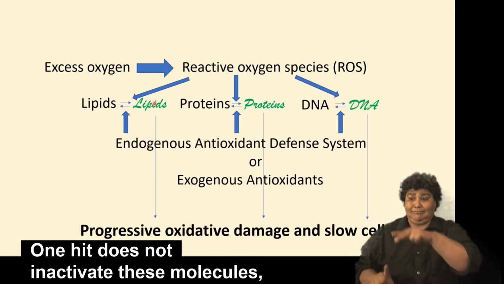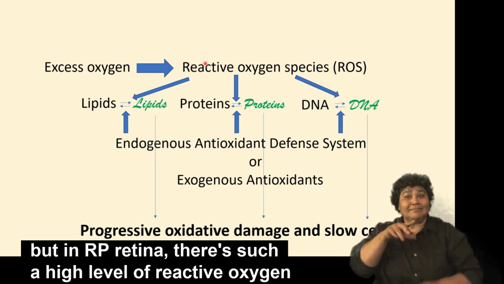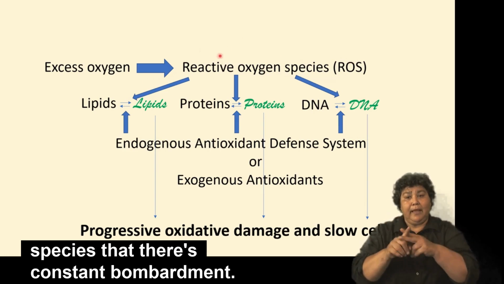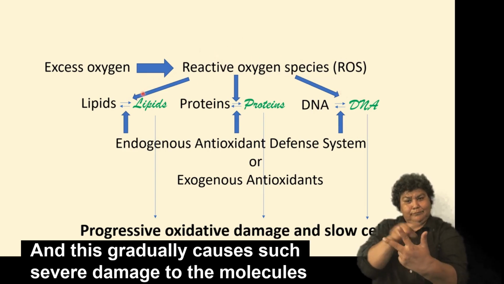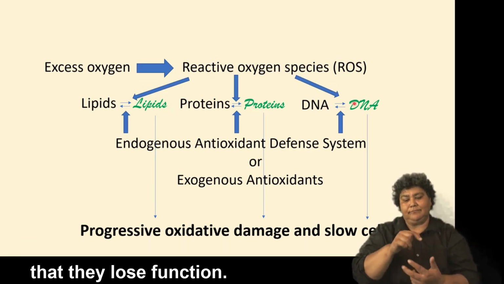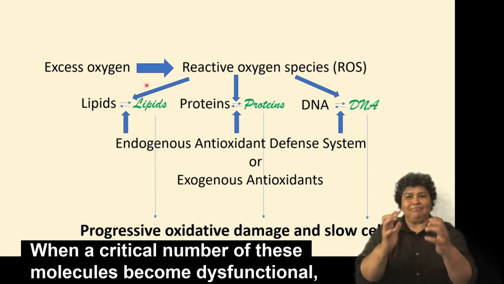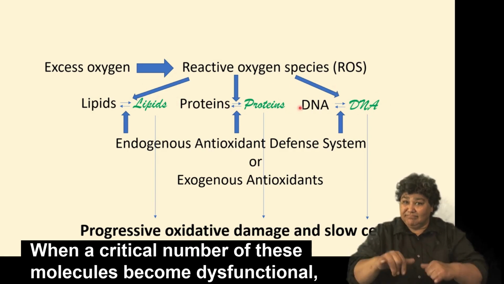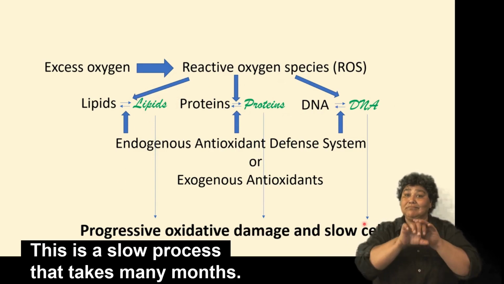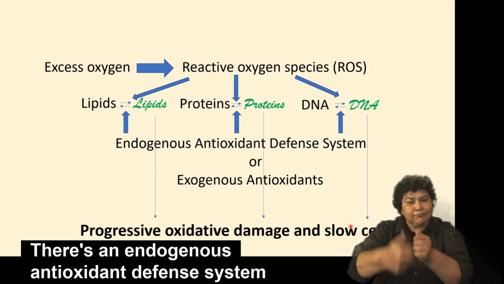One hit does not inactivate these molecules, but in RP retina, there's such a high level of reactive oxygen species that there's constant bombardment, and this gradually causes such severe damage to the molecules that they lose function. When a critical number of these molecules become dysfunctional, the cone cell dies. This is a slow process that takes many months.